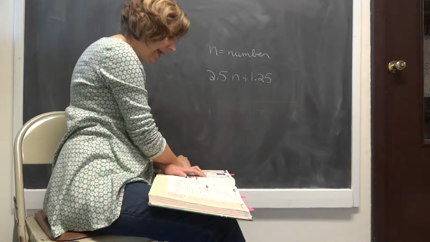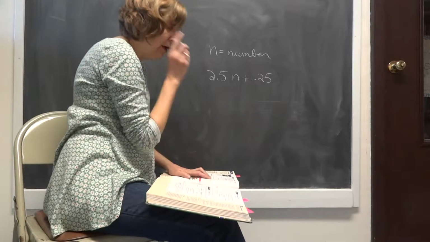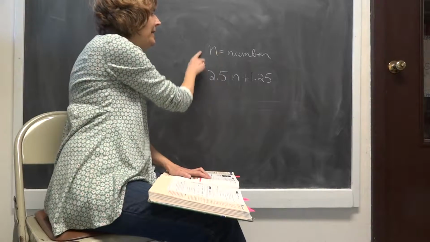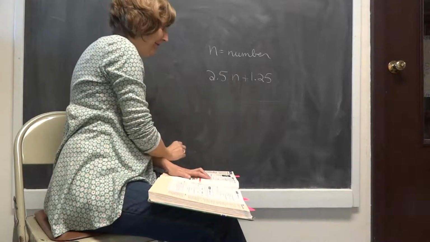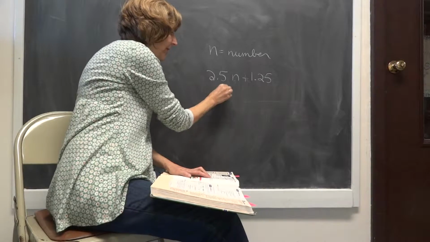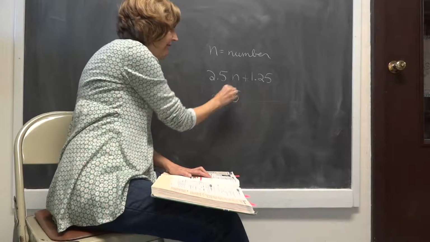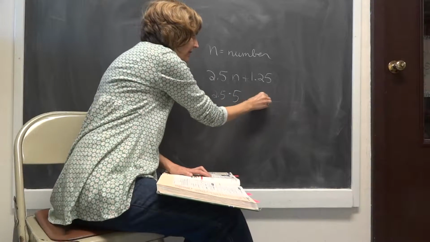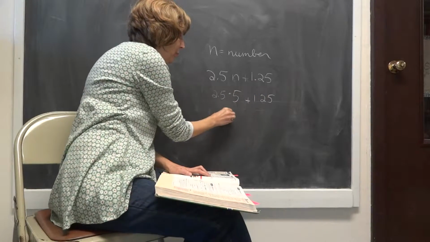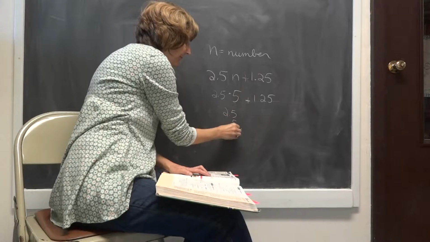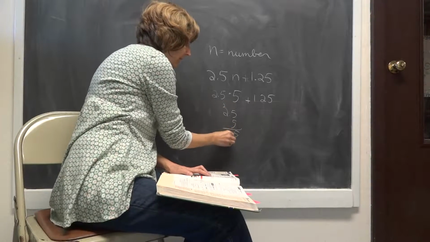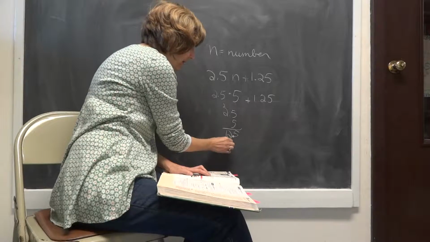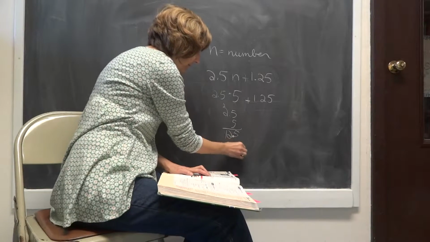Now later on it tells you, you play 5 games. Now they told us what N means. N is 5. So we've got 2.5 times 5. They told us what N is. And then we add $1.25. So we're going to have to multiply 2.5 times 5, $12.50, plus $1.25.